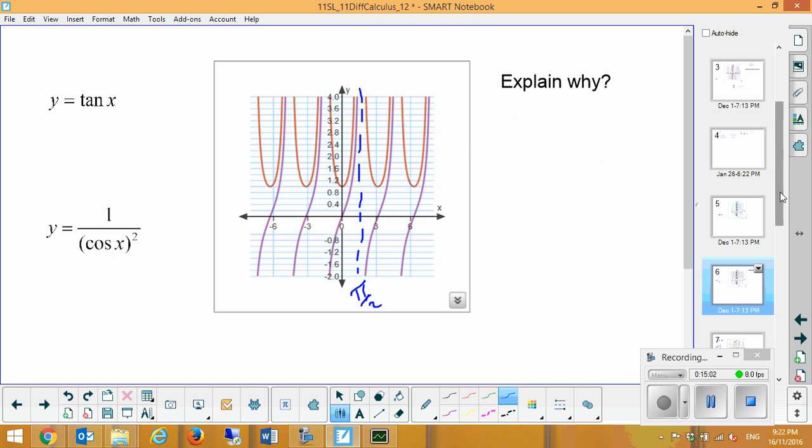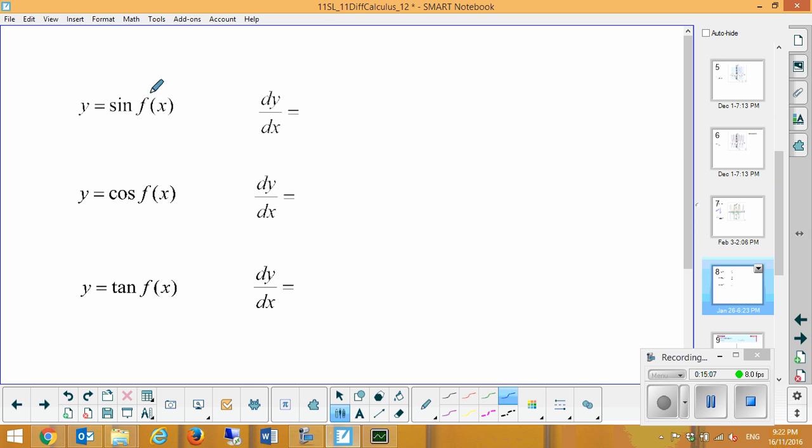All right. So now let's look at some other applications of this. If we have a function inside our sine, remember your chain rule. So think chain rule.